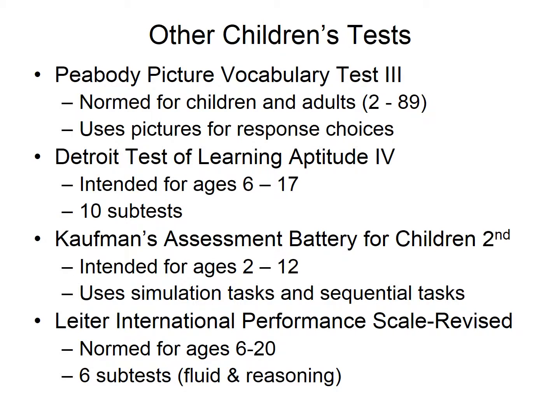There's a Leiter International Performance Scale, revised, normed for ages 6 to 20, 6 subtests, and it's a little bit more similar to a lot of the other intelligence tests in that we have subtests, and it's made to measure both fluid and reasoning skills.